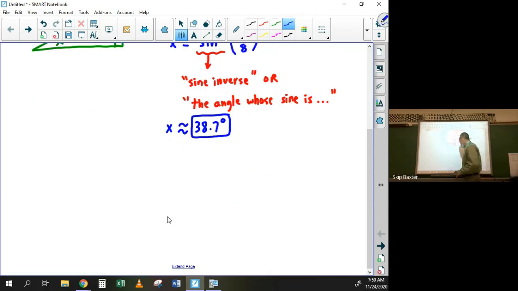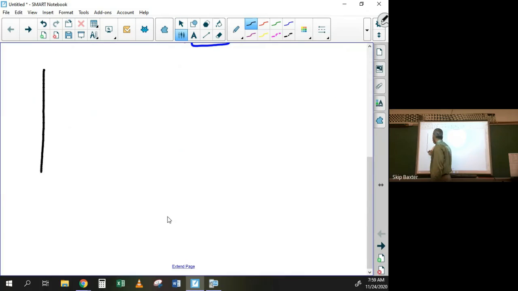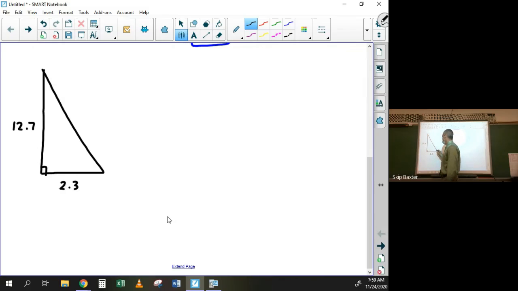So that's it. So if I have something like, suppose I have a right triangle like this. Okay. And let's suppose I know that this side is 12.7, and this side is 2.3. And I'm trying to find this angle right here, angle A. Which trig ratio would you use here? Tangent, right? So this should be super easy. You should be coming up with this no problem.